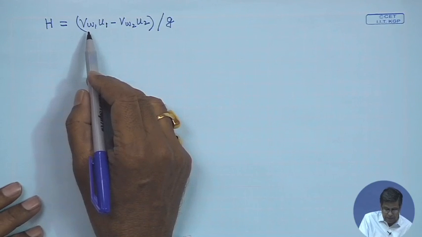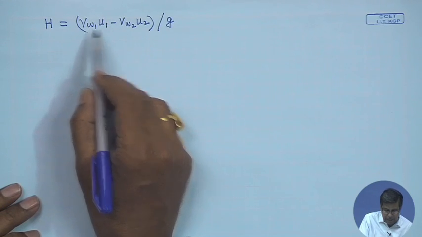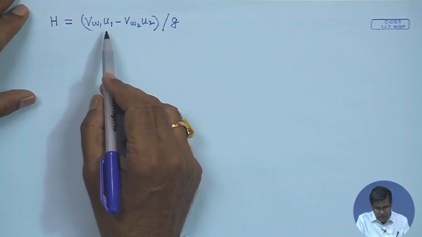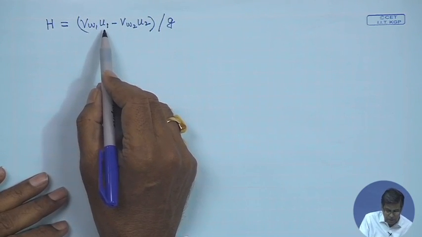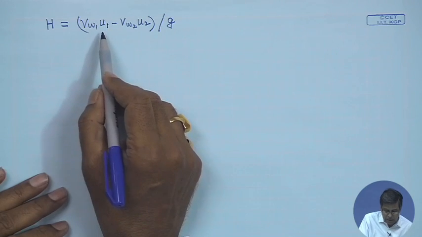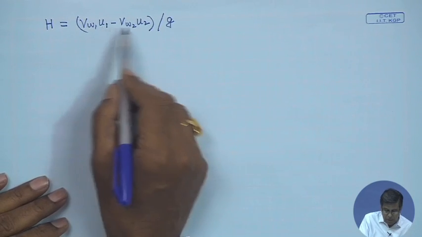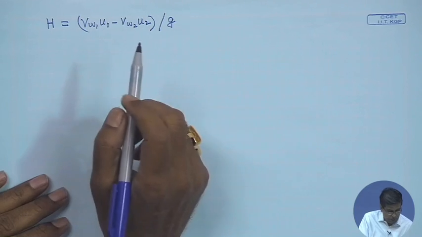The nomenclature is like this: VW1 and VW2, I repeat again, are the tangential component of fluid velocity at inlet and outlet of the machine, and U1 and U2 are respectively the rotor linear velocity, which is the tangential velocity of the rotor because of its rotation, angular motion, at inlet and outlet.